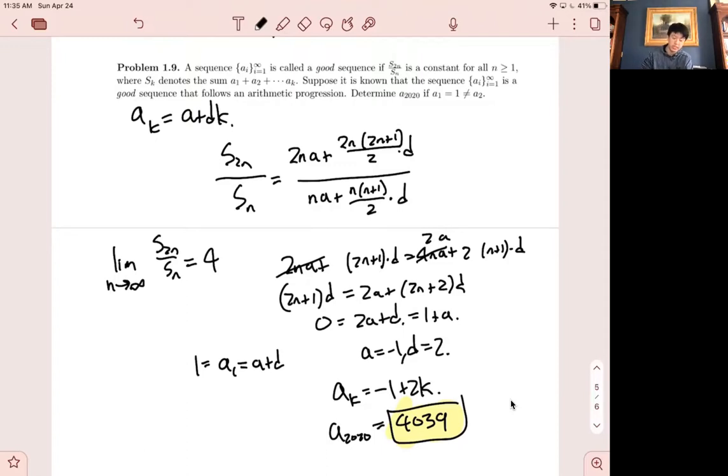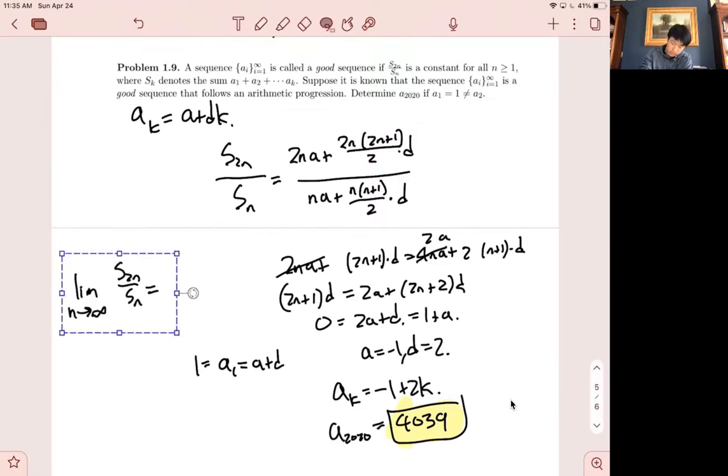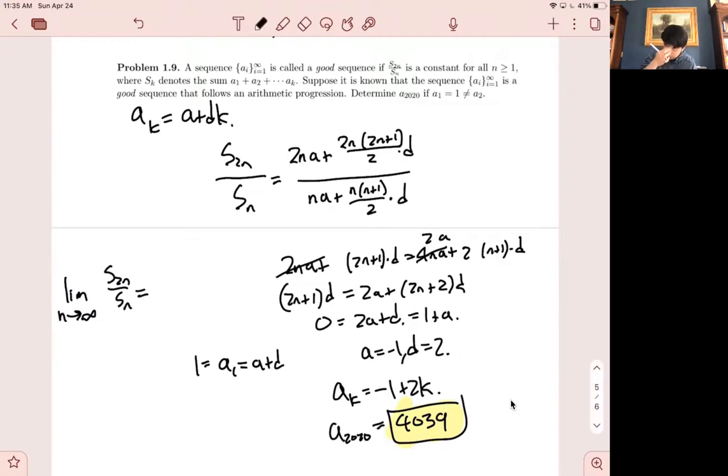And so the way I went about this is I noticed that as n gets really large, this ratio becomes close to 4. And this is because as n gets really big, the important terms are this one and this one. So the limit as n goes to infinity becomes 2n over 2 times d, over n over 2 times d, which equals 4. And so if this is true for all n, this means that if at n equals infinity this value is 4, that means that at all values, it's equal to 4.